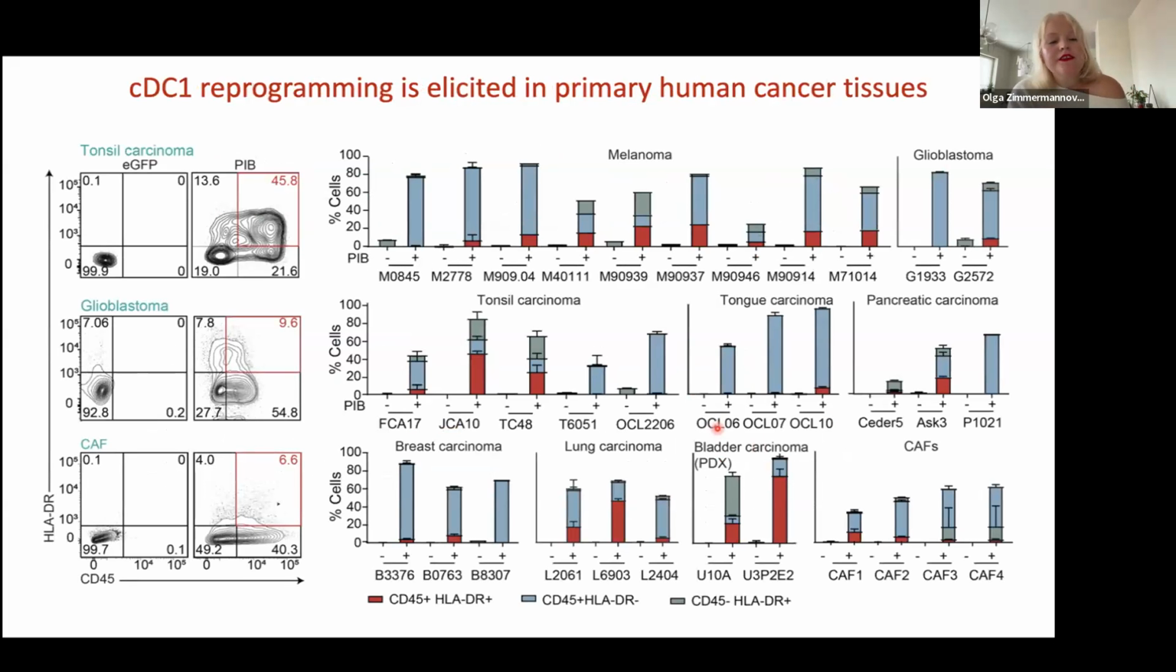Considering future clinical translation of our approach, we also understood that it's very crucial to address whether cDC1 reprogramming can be elicited in primary human tumor tissues. And to prove this, we gathered a panel of diverse primary cancer samples from multiple cancer types. And we showed that basically the reprogramming can be induced in all those samples to a similar extent as we observed before with the panel of cancer cell lines.